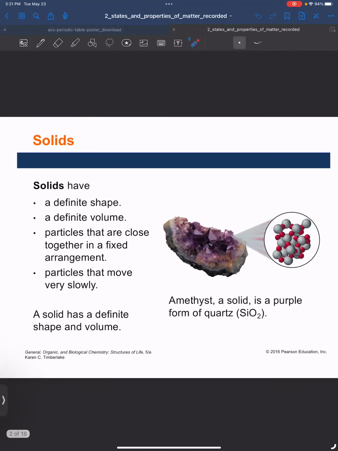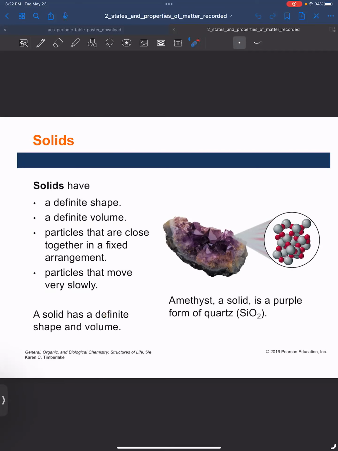And sodium chloride is an example of a solid. So let's go over the definition of solids. They have definite shape, definite volume. Their particles are close together in a fixed arrangement, and the particles move very slowly. And so once again, a solid has a definite shape and volume.